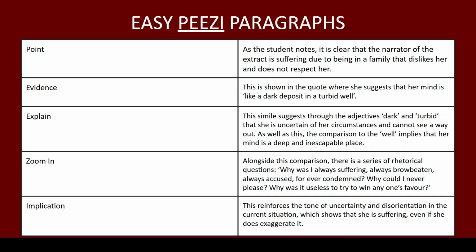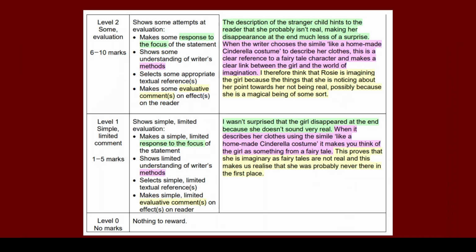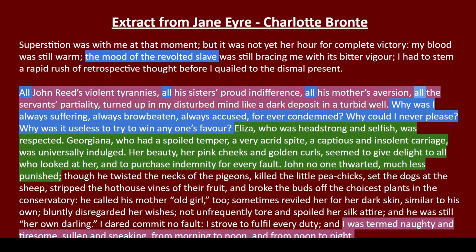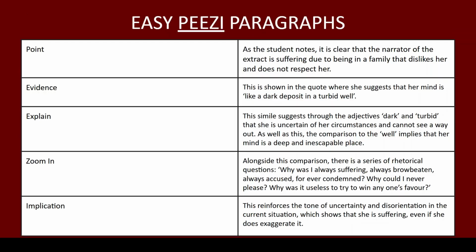So we have our colour-coded, beautiful looking paragraph all the way back here. And of course it's a bit of an eyesore, but if we move back to our easy peasy paragraph, we've got point, evidence, explain, zoom in, and implication. So our zoom in is just choosing another quote and making a more detailed point, or it can be looking deeper into a certain quote where you maybe focus on one word or a certain pairing of words or something like that. Similar with implication.